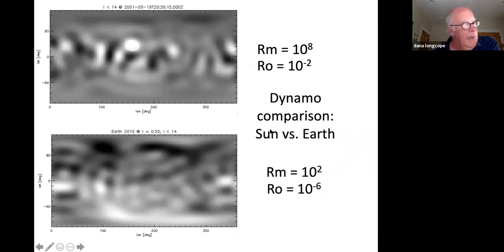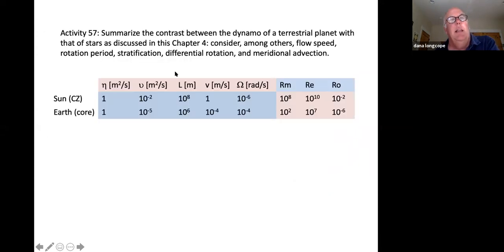So we have an activity that really asks for a general characterization of planetary versus stellar dynamos: flow speeds, rotation periods, stratification. I want to just open up the floor. If people did this, did you have any interesting observations about this comparison before you saw this lecture? Anyone?